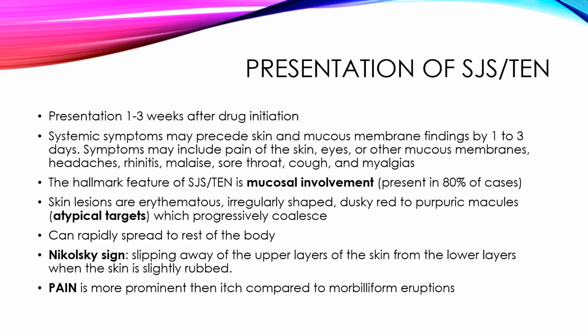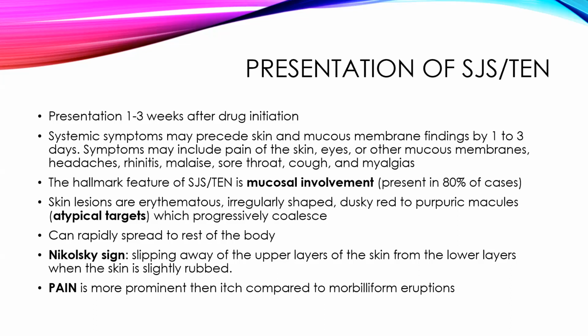The hallmark feature of Stevens-Johnson syndrome and toxic epidermal necrolysis is mucosal involvement. Skin lesions are erythematous, irregularly shaped, dusky to red purpuric macules, which I also refer to as atypical targets, which progressively coalesce or combine together. It can rapidly spread to the rest of the body. And then next is a very important clinical feature called a Nikolsky sign.